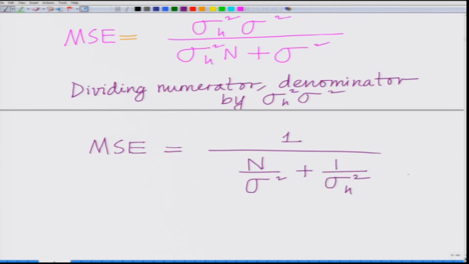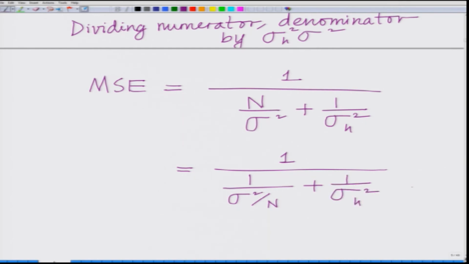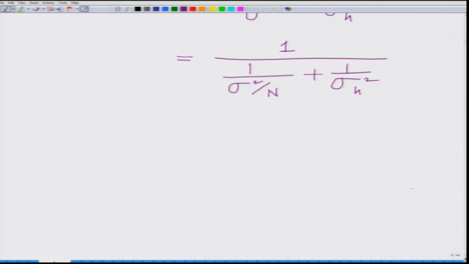This is sigma h square, and therefore, what you have is now just one final modification. This is 1 divided by 1 over sigma square by n plus 1 over sigma h square. And now, if you look at this, what is this? This is basically the MSE. Let us first write this down.